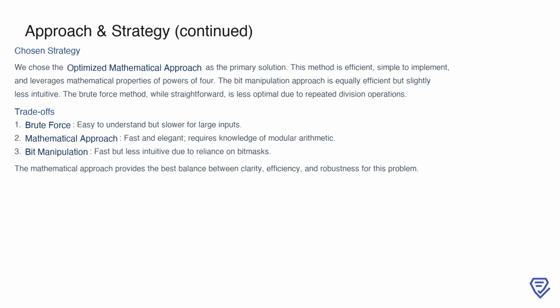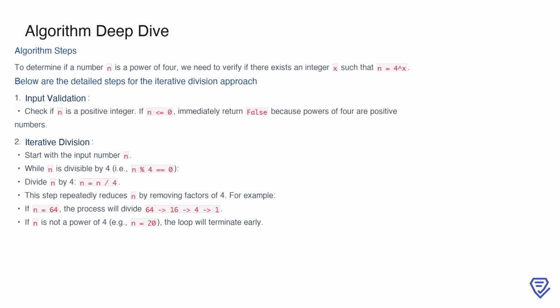On the other hand, the brute force method, though easy to understand, is less optimal due to the repeated division operations, which can become computationally expensive for large inputs. Each approach has its trade-offs. The brute force method prioritizes simplicity at the cost of efficiency, while the mathematical approach strikes a balance between clarity, speed, and robustness. Ultimately, the mathematical approach provides the best combination of these qualities, making it the preferred solution for this problem.